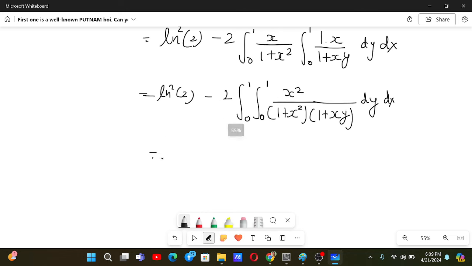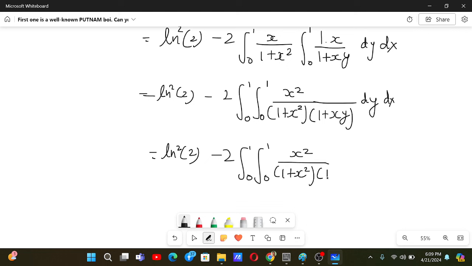We get ln square 2 minus 2 times, if we interchange the integrals, from 0 to 1, from 0 to 1, x square by 1 plus x square, 1 plus xy, dy dx. Now, okay, no, I think because I have changed the order of integrals, this should be dx dy.